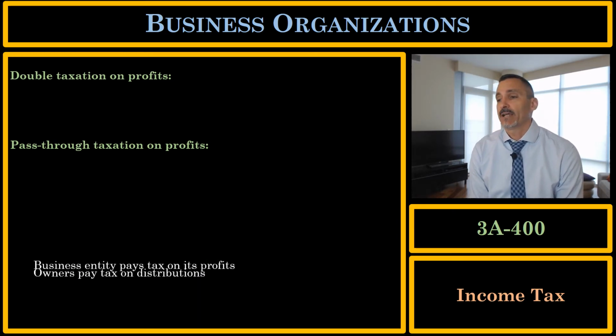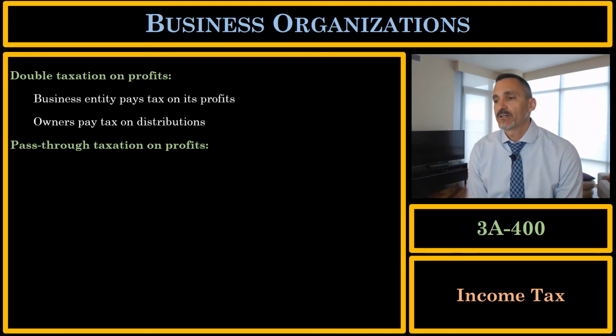Well, what is double taxation? Well, double taxation is where the business entity pays income tax on its profits. And then the owners will pay any tax on distributions that they receive of those profits. So when we get into it, we'll give some examples. But there are two levels of income taxation in the double taxation paradigm. The business entity pays tax and the owners pay tax.